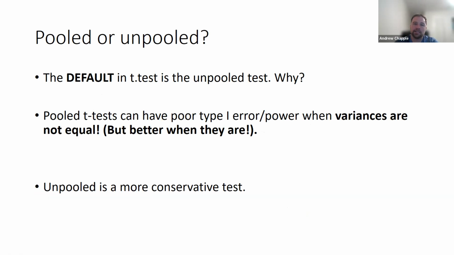Okay, the default in t.test is unpooled. Why? Because pooled t-tests can have poor type 1 error or power when variances are not equal. So I think it's better to use unpooled just to be on the safe side, as a rule of thumb.